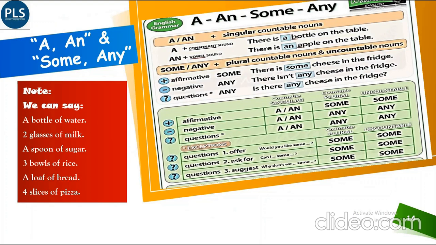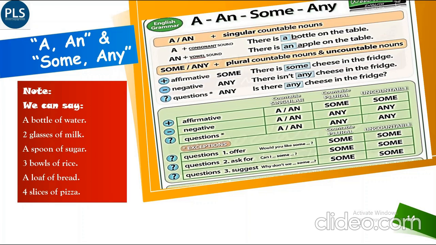Right? Here we are going to learn when to add a, an, some, and any. We add a and an for singular countable nouns. I need you to focus with me here. So we use a and an before singular countable nouns, like there is a bottle on the table. Of course, a bottle, I can count a bottle. Or there is a chair beside the table. We can count chairs. It's a countable noun. And we also use an for singular countable nouns, like there is an apple on the table.